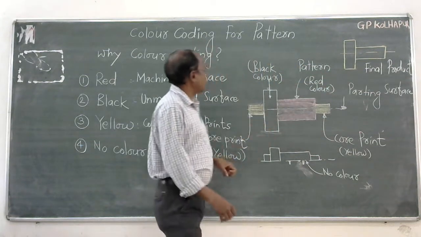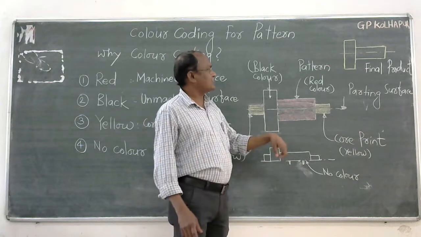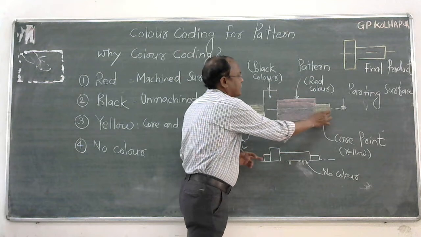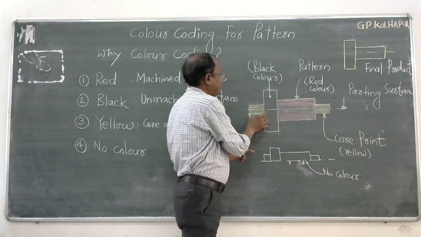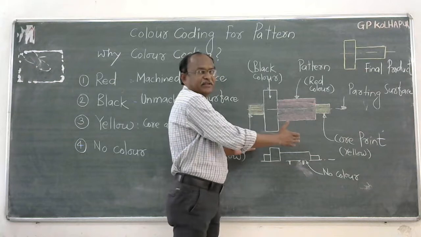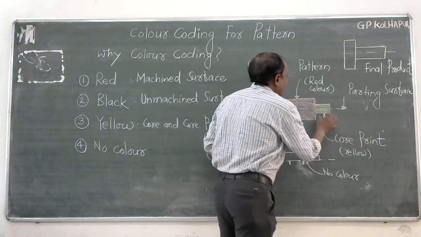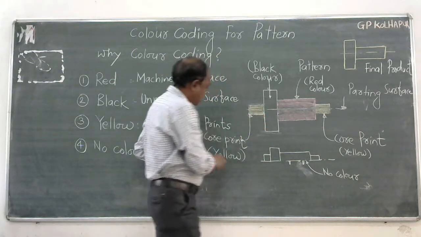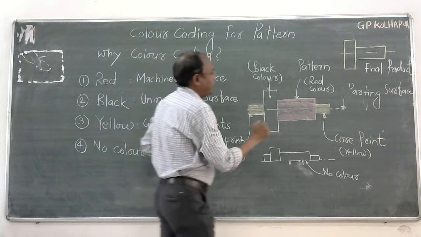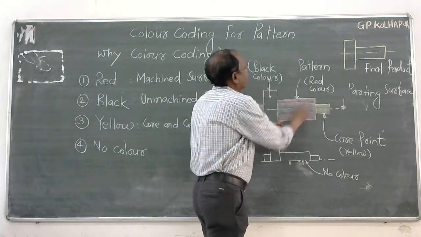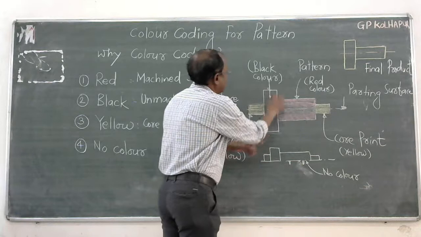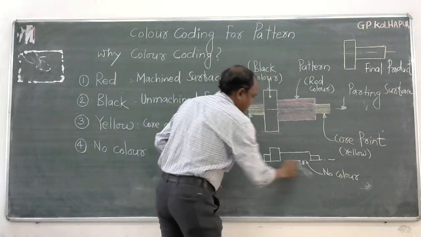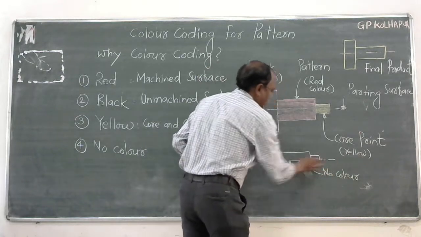To distinguish those for different purposes: this is a pattern, and this part is called a core print. The core print is used to support this pattern in the mold cavity. That's why a core print is used at one end and another core print on the other end, and they are color coded with yellow. This portion is colored with red, and this portion is colored with black. And if I cut this pattern, there is no color on the parting surface.